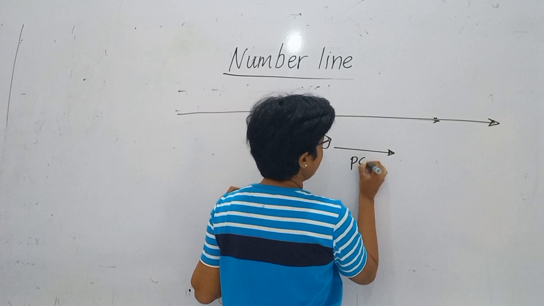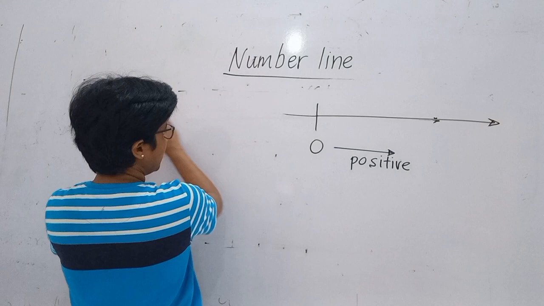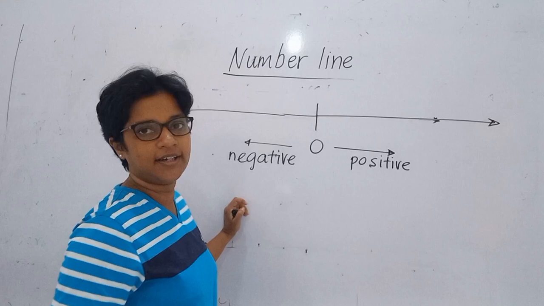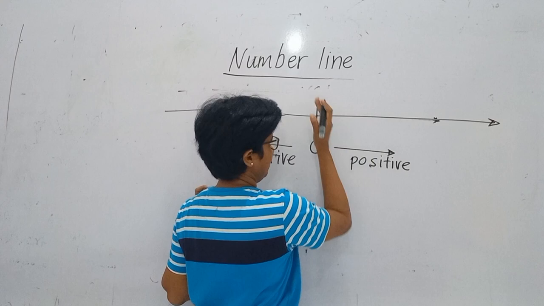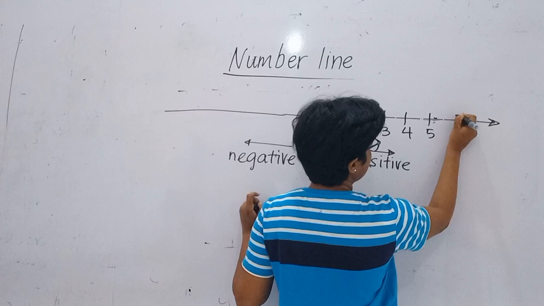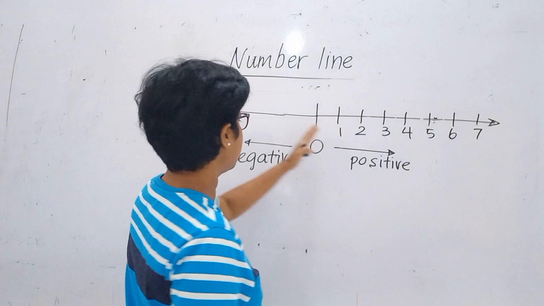Values which are on the right side of the zero are positive. And values which are on the left side of zero are negative. Right? This side is negative. So, we should start from left to right, from zero, as positive numbers: 1, 2, 3, 4, 5, 6, 7, like that. They are all positive numbers. They should all be marked in equal gaps. And towards the left side, they will be negative numbers.